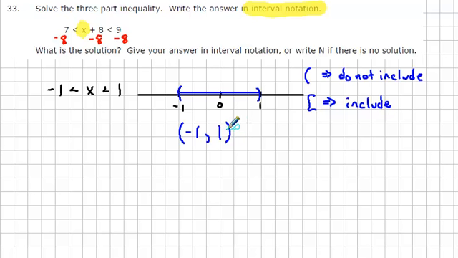So the interval notation for this inequality is the interval from negative 1 to 1. So this is the interval notation for our answer.